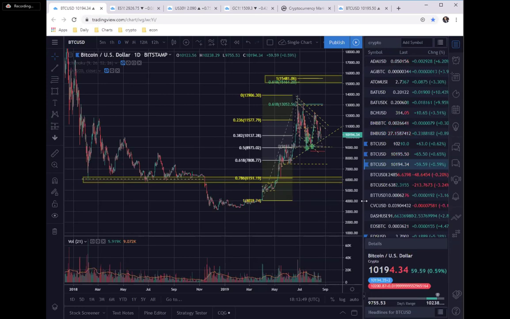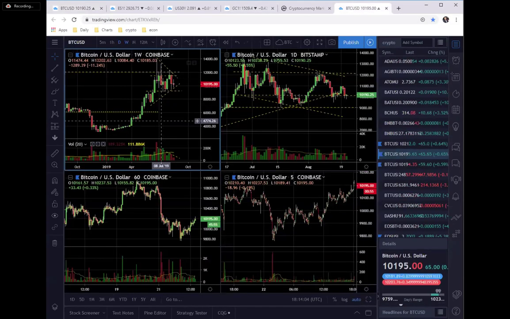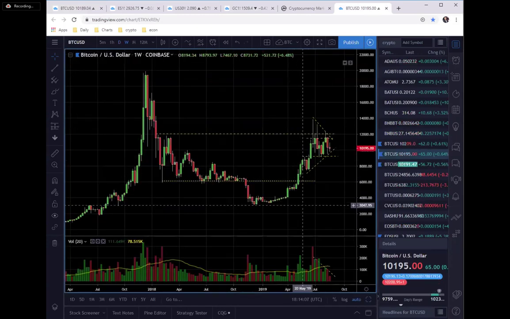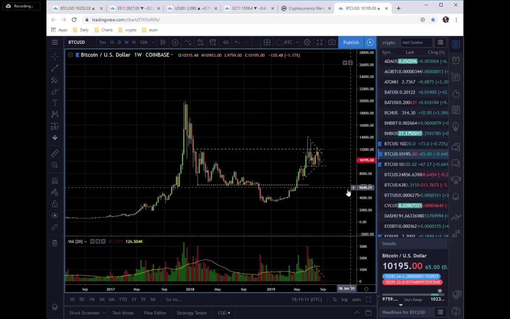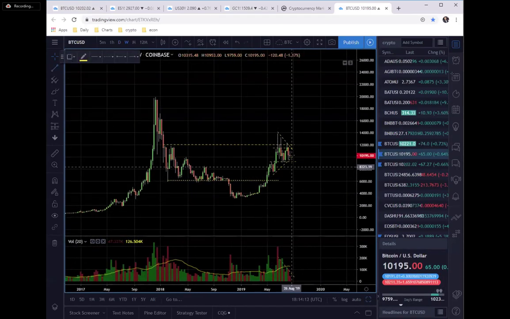But then a slow bleed, I think the worst case scenario in that sense would be after the dead cat. If it just starts to have this slow bleed and then grinds down to 6K again, then we'd start to look really bearish, where we'd be breaking down multiple support levels, which would invalidate that consolidation that we're at right now, and so on and so forth.